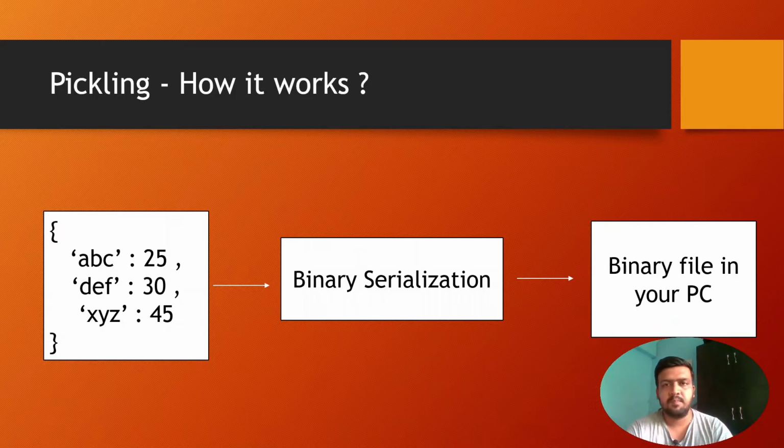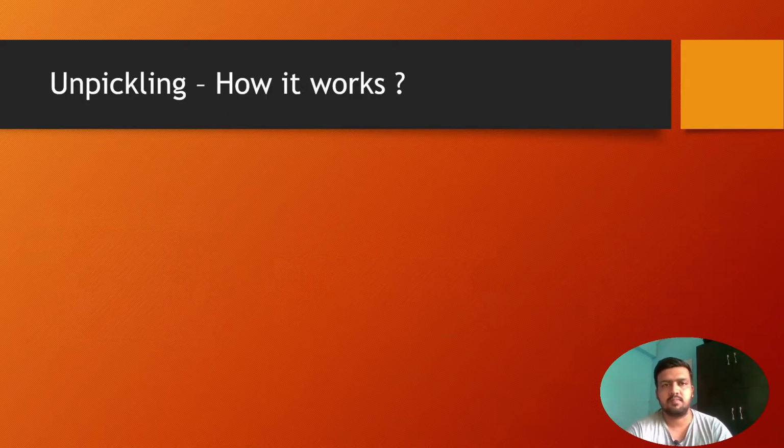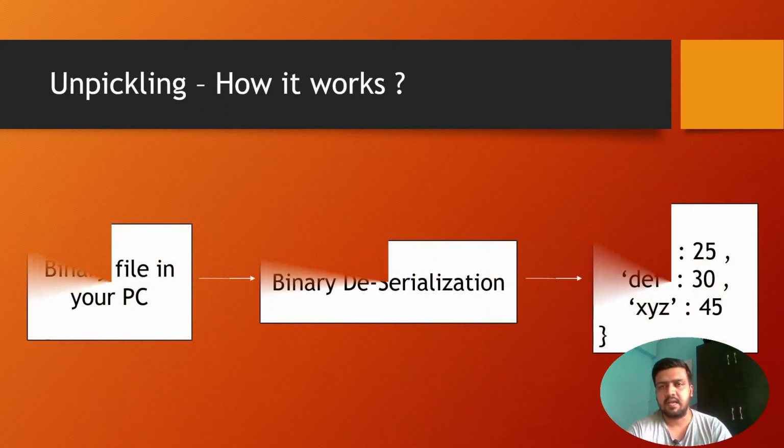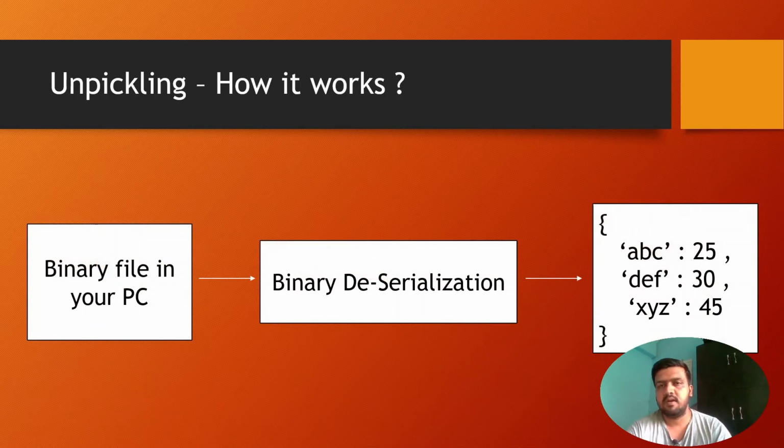This is how the pickling process works, and the opposite of this is to unpickle, or load, the object into your program. This is known as unpickling. Let's say you have one object stored as a binary file and you want to load it into your system. The process is binary deserialization, which is just the opposite of serialization, and then you get the original object that you saved initially. So you get back the state and you can directly use it to perform further operations.